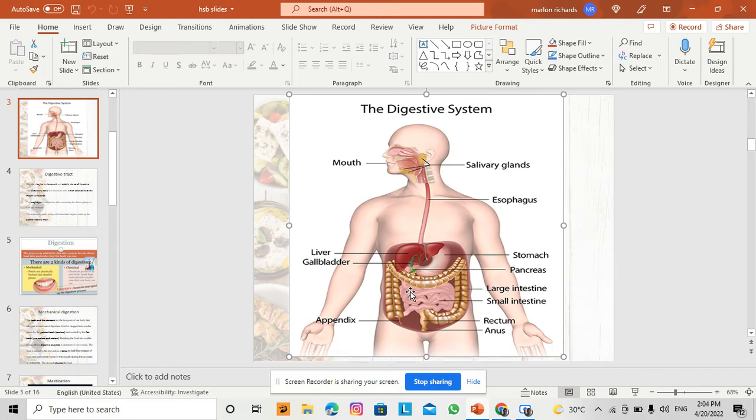Then the food moves from the duodenum to the jejunum and the ileum. The jejunum is the middle section of the small intestine, and the ileum is the last part of the small intestine. The jejunum and the ileum are responsible for absorption. So when the food moves from the duodenum to the jejunum and the ileum, absorption begins. When the food is being absorbed, it is absorbed by the intestinal juice.